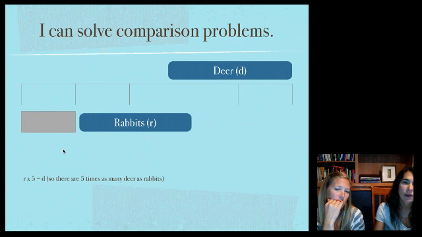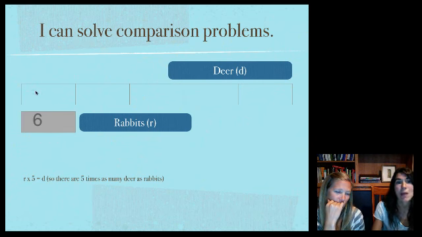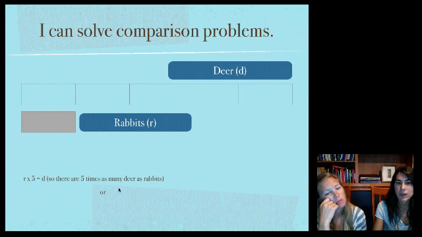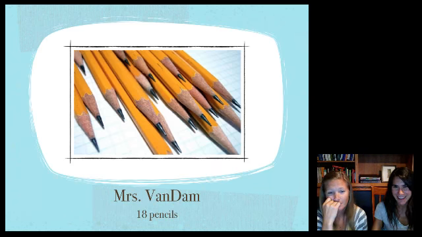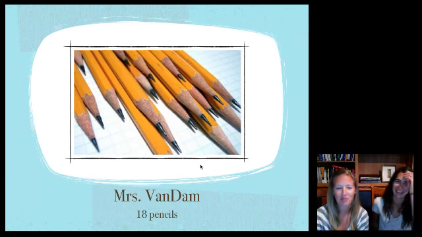Now one thing we want to be careful about is we can say that this number is 1, so 1 times 5 would equal 5 deer. But this is just representing any number. So really this could be like 6 rabbits. 6 times 5 would equal 30 deer. So just something to think about. We can compare the other way around. We have 1/5 as many rabbits as deer. Okay, good. So let's look at another one.